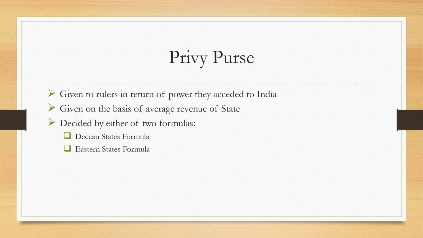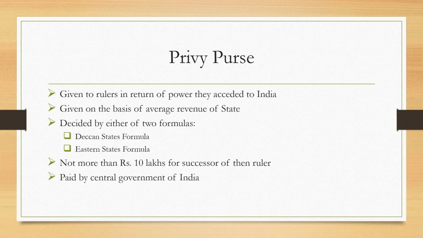The Home Ministry designed another formula known as the Eastern States Formula. Under this formula, the rulers were to get 15% on the first lakh of their annual revenue, 10% on the next 4 lakhs, and 7.5% on all revenue above 5 lakhs. The financial year 1945-46 was taken as the base year for the calculation of Privy Purse. The Privy Purse was exempted from taxation. Any successor of the ruler was entitled to a maximum Privy Purse of Rs 10 lakhs. The amount of Privy Purse was to be paid by the Central Government of India.